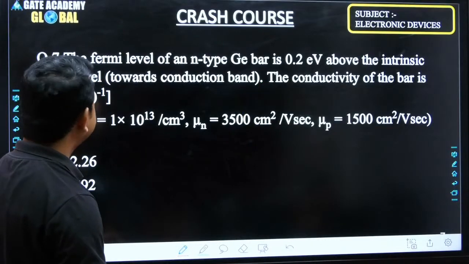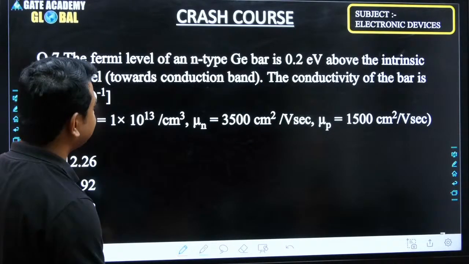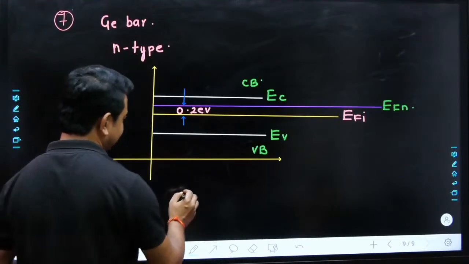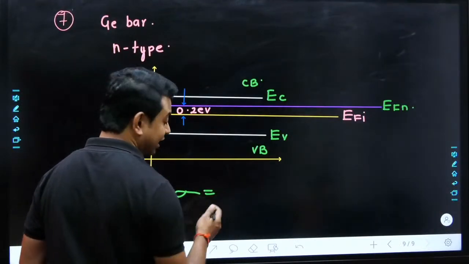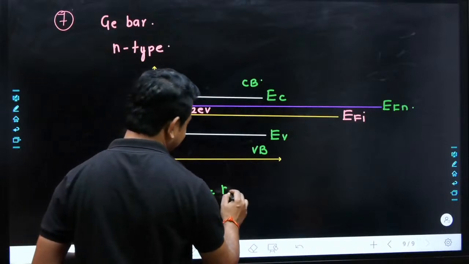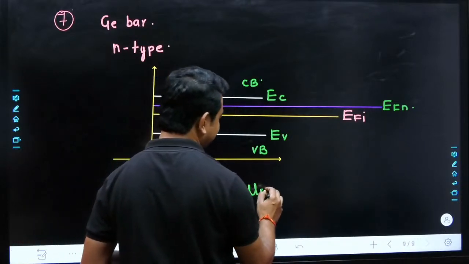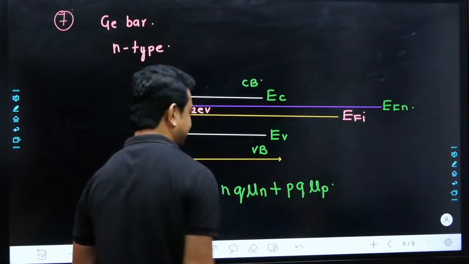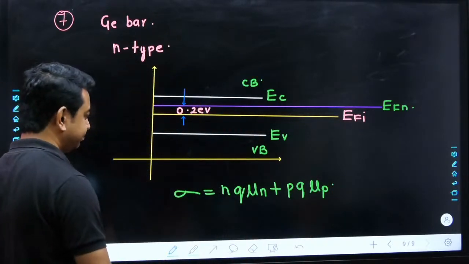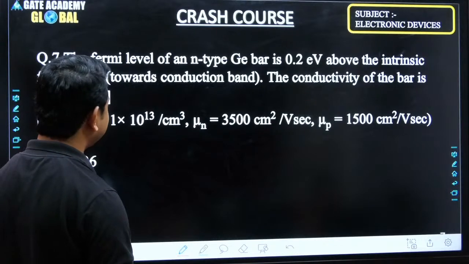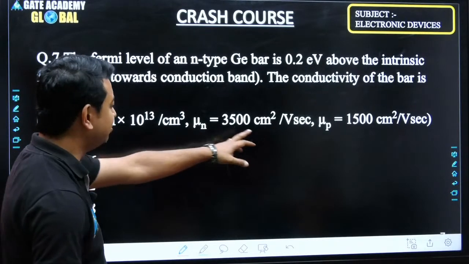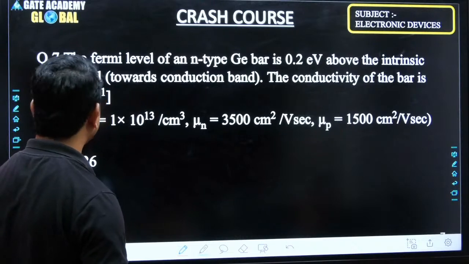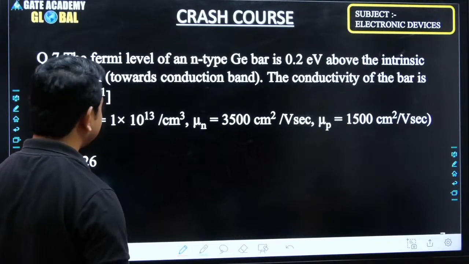Now we have to find the conductivity of the bar. Conductivity is sigma, and in a semiconductor it can be found as n q mu n plus p q mu p. This is the formula, and mu n and mu p are given, and n and p we have to find out. Nothing else is given.